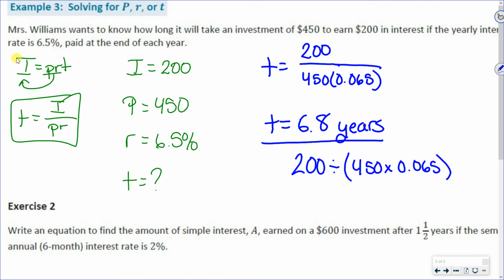But the problem, you got to read the problem. It says the interest rate is paid at the end of each year. We aren't at the end of the year yet. It was 6.8. So technically, she'll get to 200 before the end of the 7 years, but her rate only pays out after 7 years. So that's our answer. That's how much time would pass, 7 years. Okay?